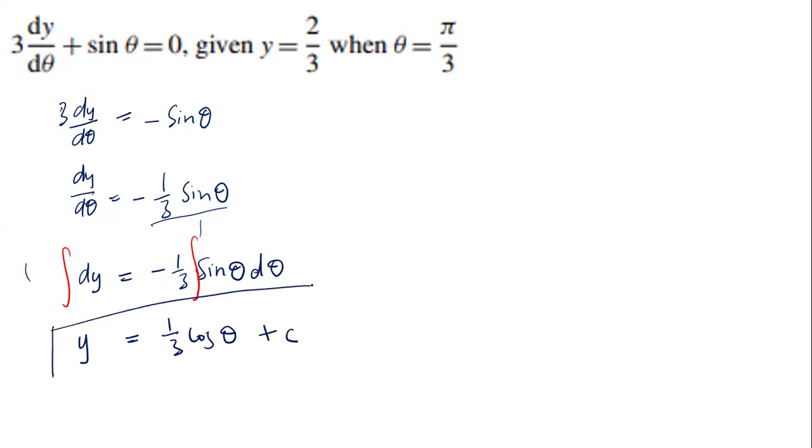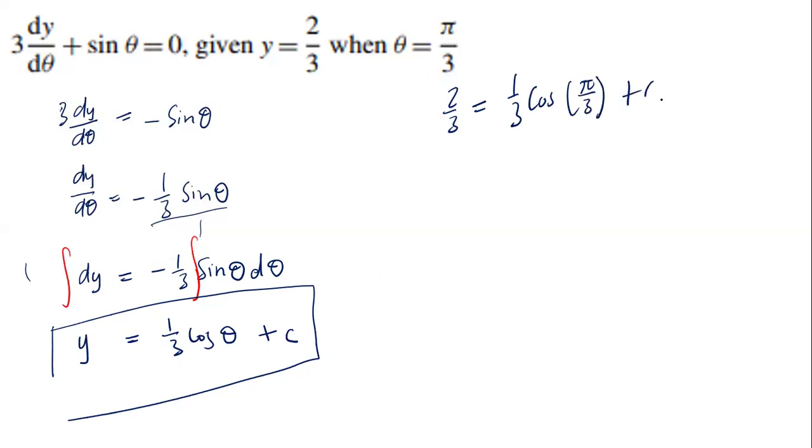This is called the general solution, but we are not looking for a general solution. We are looking for a particular solution because we are given the conditions. So we use the general solution and substitute: where we see y, we have 2 over 3, and where we see theta, it's pi over 3. So we have 2 over 3 is equal to 1 over 3 cos pi over 3 plus c. Remember, these conditions are given so that we can solve for c, right?